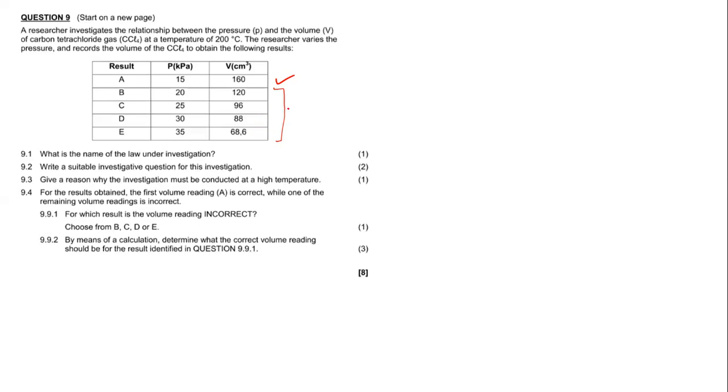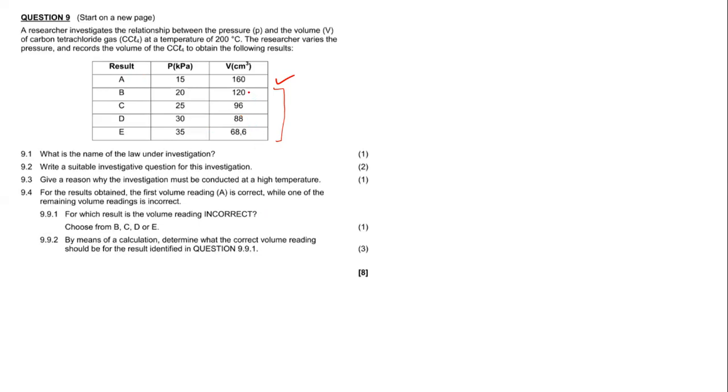The volume that is incorrect in this case is going to be D, okay? Our answer is going to be D. I'll tell you why. Now, the difference from here to here, when you say 96 subtract 88, you get 8, which is supposed to be a little bit higher compared to the difference from here to here.